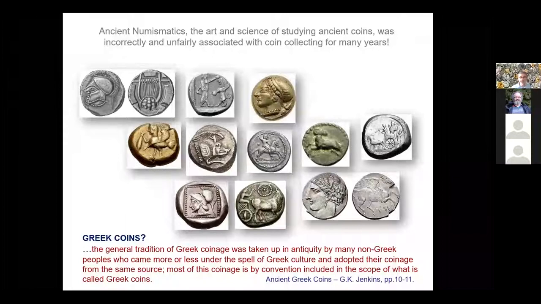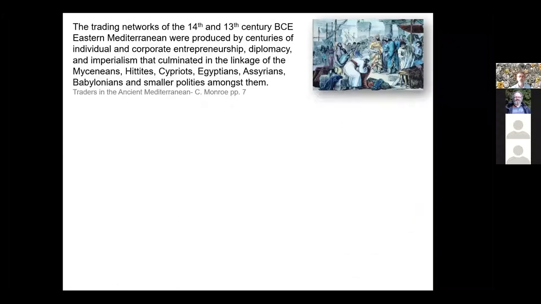And here are some thoughts for everyone. The trading networks of the 14th and 13th century BCE Eastern Mediterranean were produced by centuries of individual and corporate entrepreneurship, diplomacy, and imperialism that culminated in the linkage of the Mycenaeans, Hittites, Cypriots, Egyptians, Assyrians, Babylonians, and smaller polities amongst them. So there was trade, and there was more trade than wars, actually.